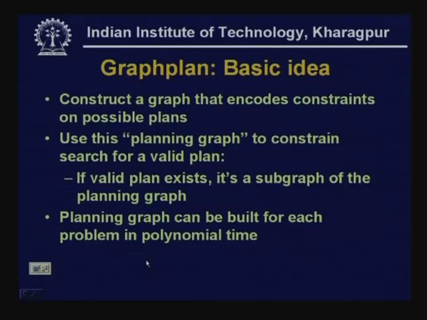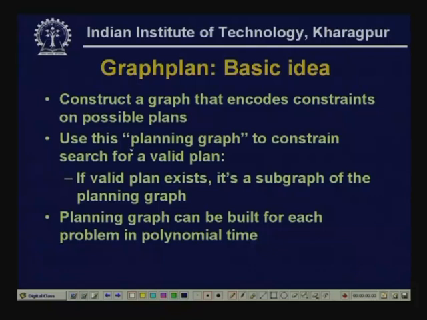Now, the basic idea of GraphPlan is you construct a graph that encodes some constraints on the possible plans. So, you take some of the constraints on possible plans and incorporate them to create a graph. And now, you will use this planning graph, which we will refer to subsequently as PG, to constrain the search for a valid plan. The way we will construct the planning graph PG is as follows. If any valid plan exists, it must be a subgraph of this PG.